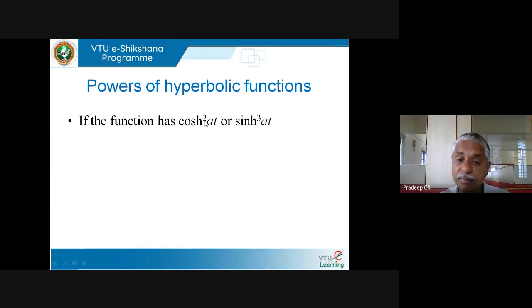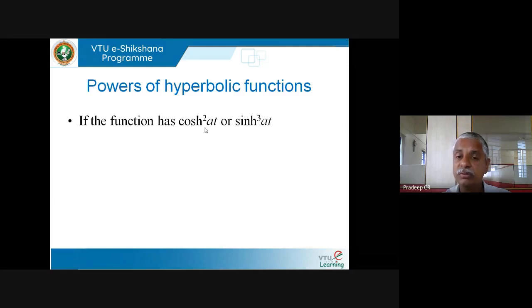If somebody asks me to differentiate this instead of finding the Laplace transform, how would I do it? Or if somebody asks me to integrate it, how would I do it? That is the answer to finding the Laplace transform. If you don't know how to differentiate this, there is no way you can find the Laplace transform. How do you differentiate this? Think for a minute: cosh square at. How do you do it?